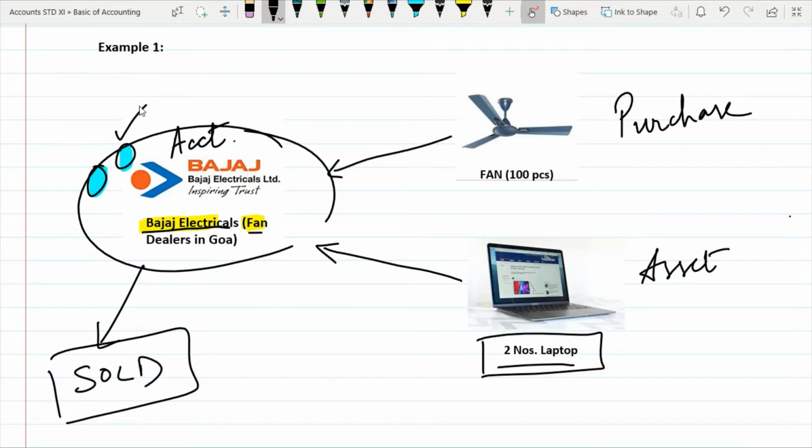Why? Because previously you were doing all the entries by hand or doing the billing on paper. Now you have purchased two laptops so that you can do the billing on the laptop, and this is going to increase the speed of the accounting procedure. So these laptops are purchased for the company in order to generate revenue, and these fans are purchased so that they can be sold. We'll take another example.